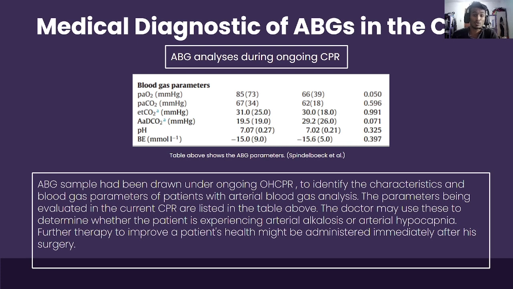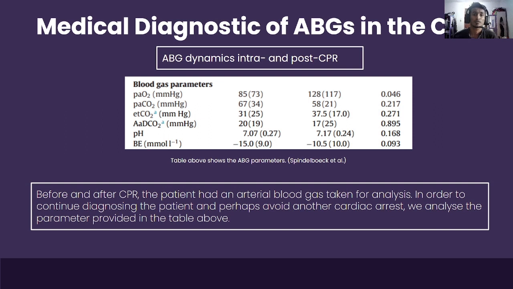ABG samples had been drawn under ongoing out-of-hospital CPR to identify the characteristics and blood gas parameters of the patient. With ABG analysis, the doctor may use these values to determine whether the patient is experiencing arterial alkalosis or arterial hypoxemia, and this information can be used to consult the patient for further therapy and further diagnostics after the CPR. Okay, now let's move to the second one, ABG dynamic intra and post CPR.